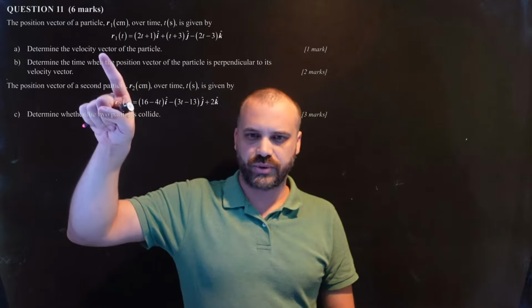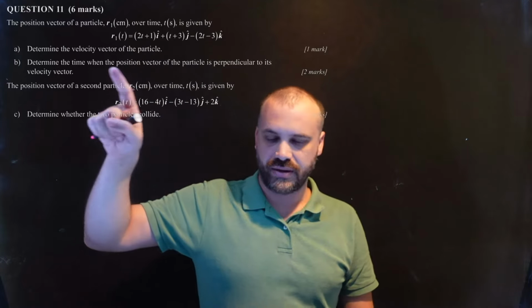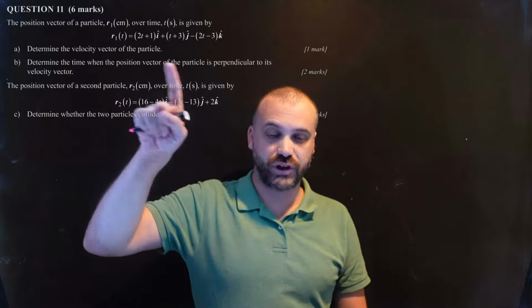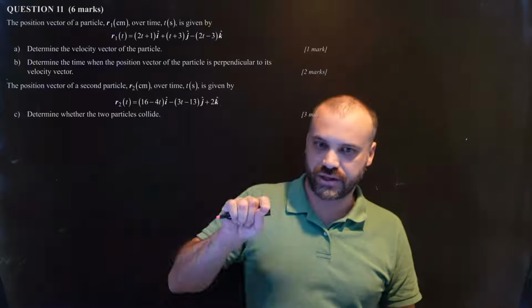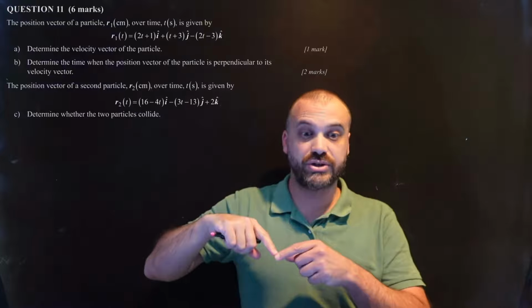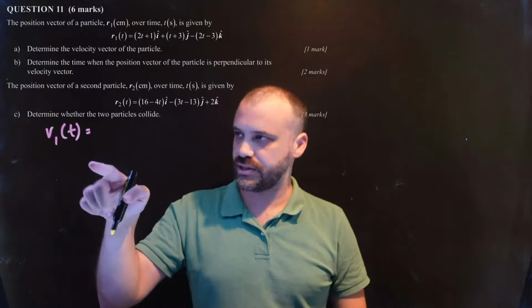All right, so we've got a position vector given here, and we're told to determine the velocity vector. So, position vector, velocity vector. We've got the position vector. We need to differentiate that to find the velocity vector. So we should be able to do this in a single shot.